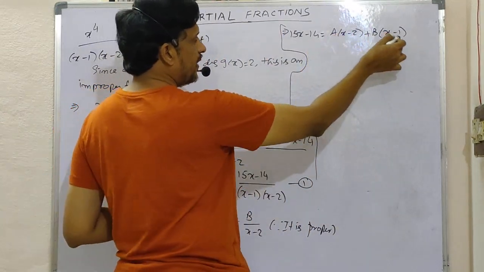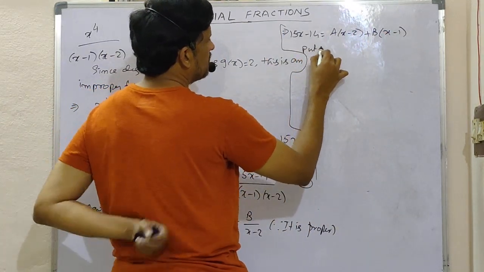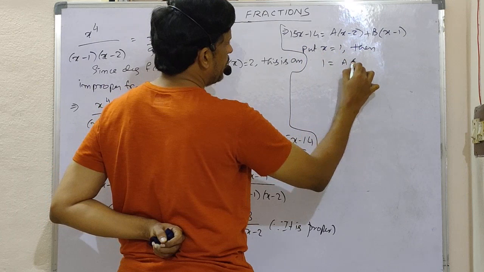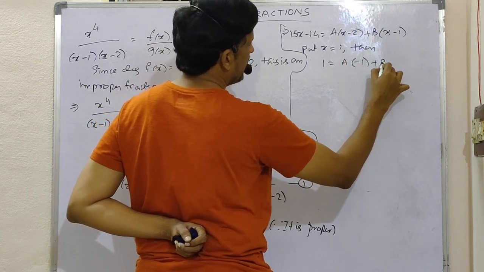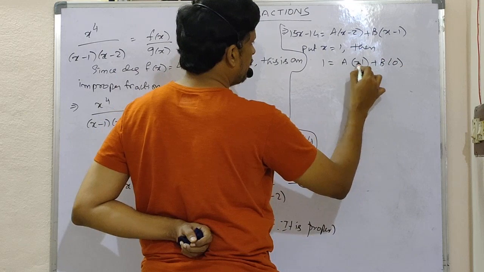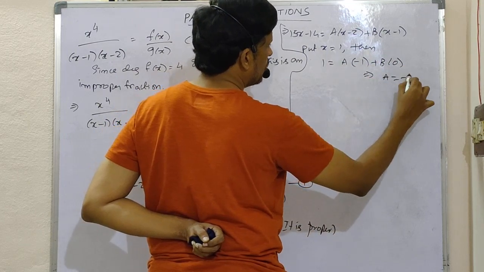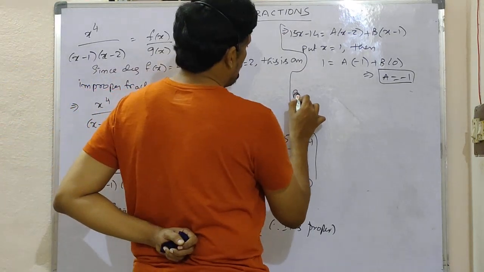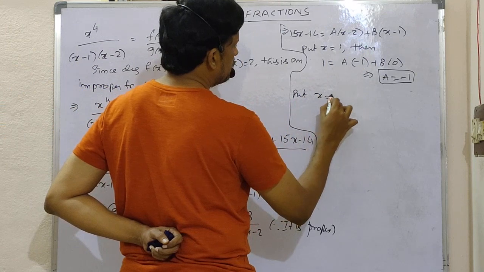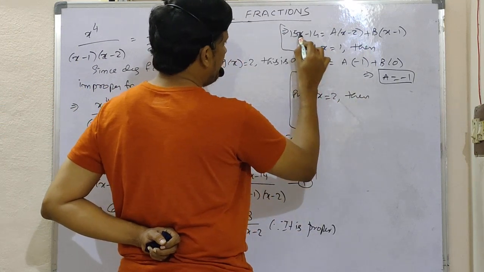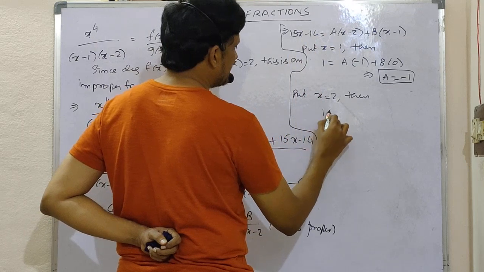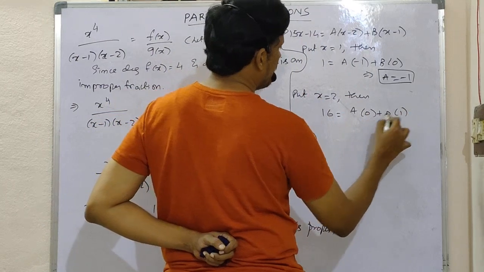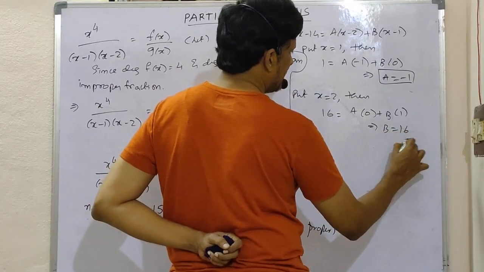If you want to get the a value, the b term should be 0, so put x equal to 1. Then 15 minus 14, 1, is equal to a into 1 minus 2, that is minus 1, plus b into 0, gives 1 is equal to minus a, means a is equal to minus 1. So the value of a is minus 1. And if you put x is equal to 2, then 15 into 2, 30 minus 14, 16, is equal to a into 2 minus 2, 0, plus b into 2 minus 1, which is 1. So the value of b is 16.